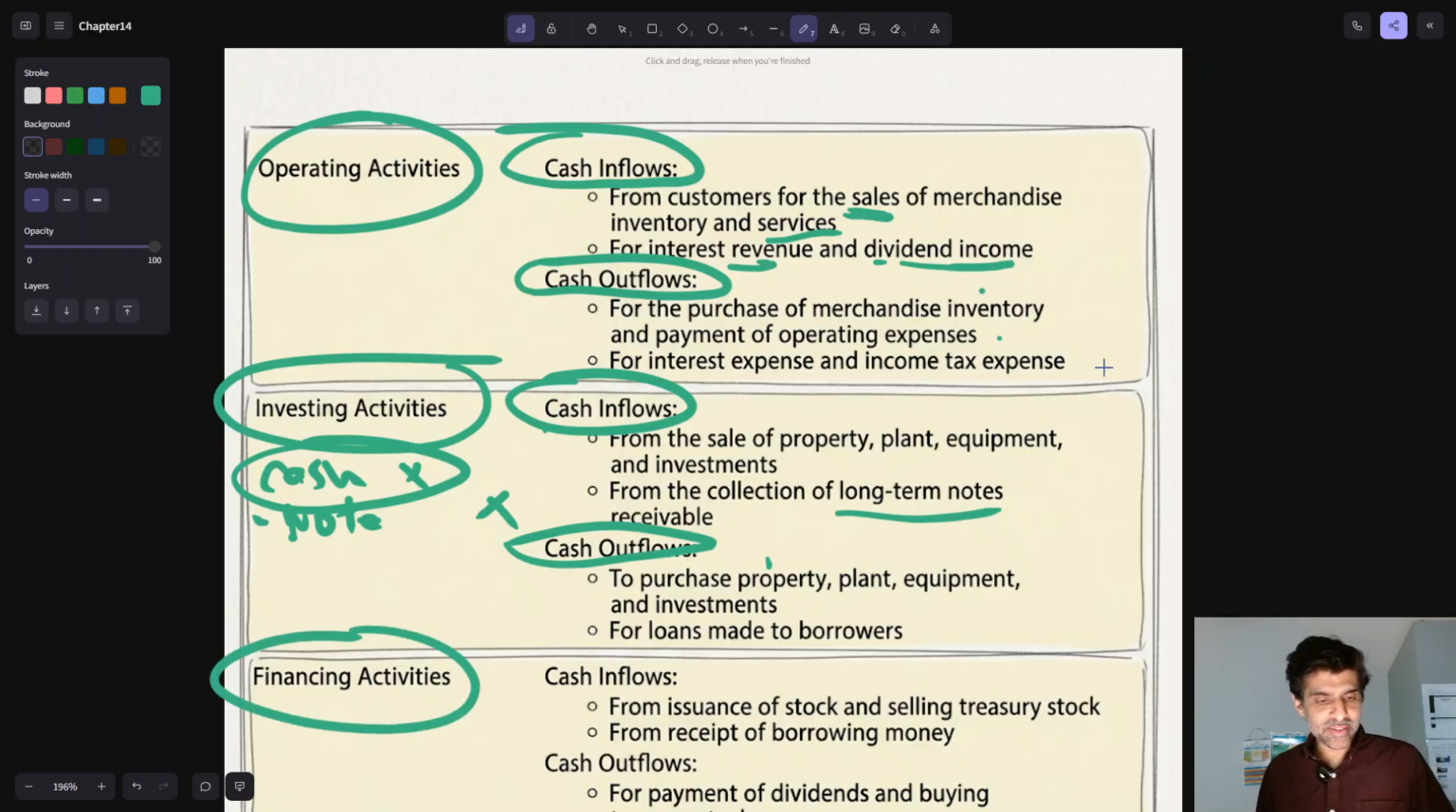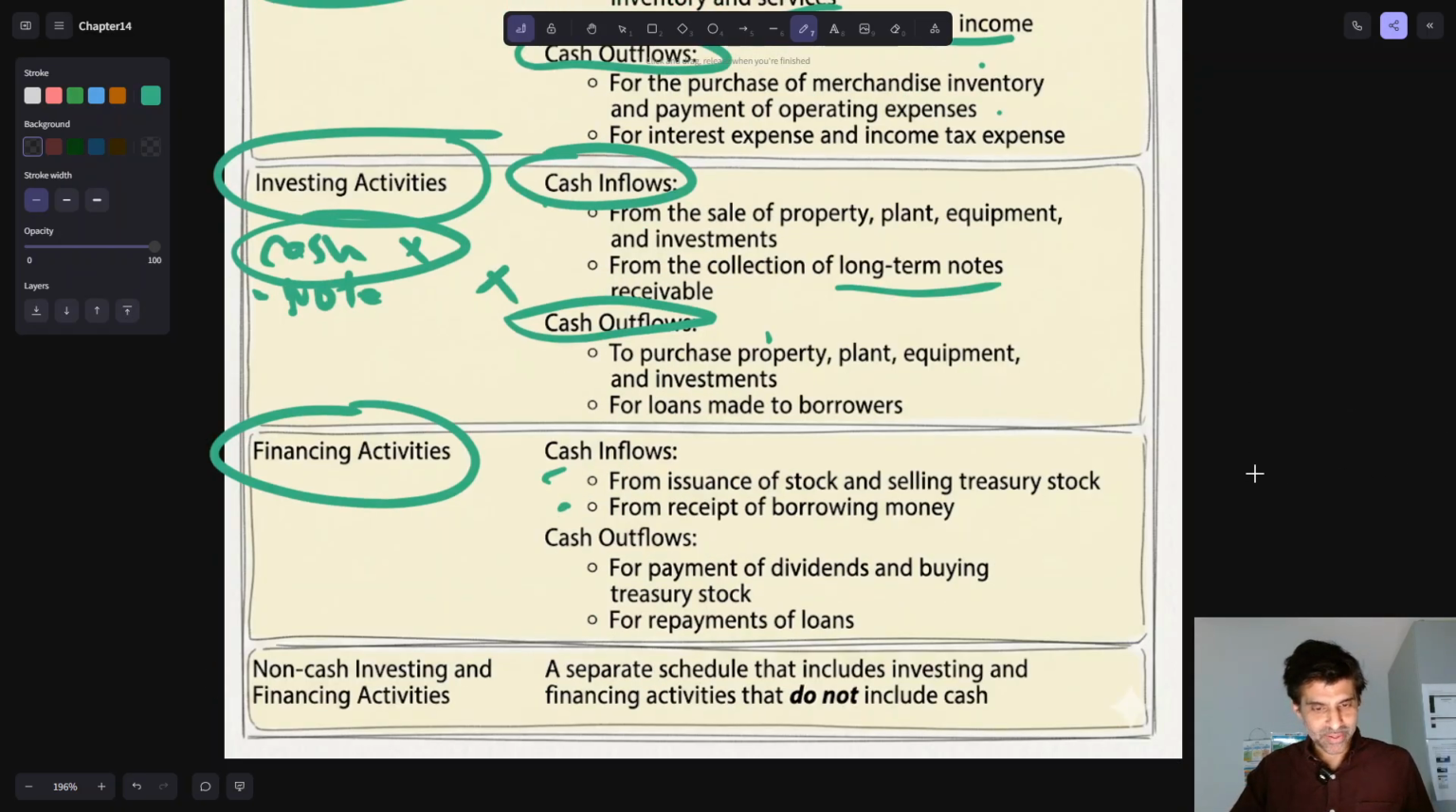And then financing activities. Again, issuance of stock, the resale of treasury stock. We saw that in the last chapter, where if you bought back stock and then you resell it, you're going to get cash in. If you've borrowed money either through issuing a bond or taking out a loan, you're going to see that as a cash inflow. And then cash outflow, got kind of cut off here. Oh no, just got to scroll down. Paying dividends, buying back treasury stock, and paying off bonds and loans. That's all going to be cash outflows.